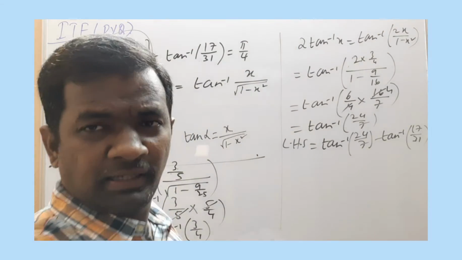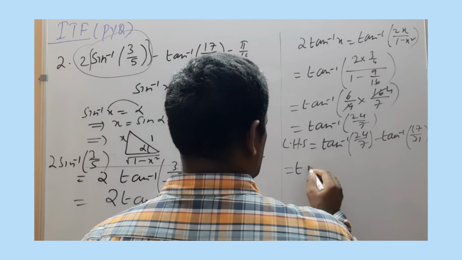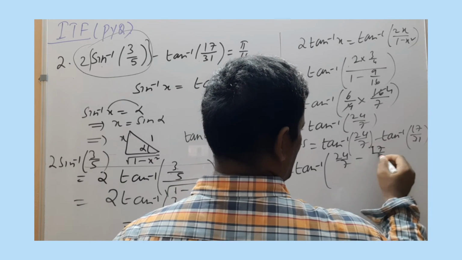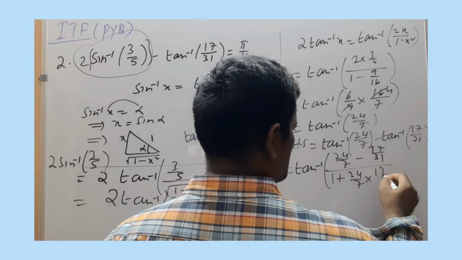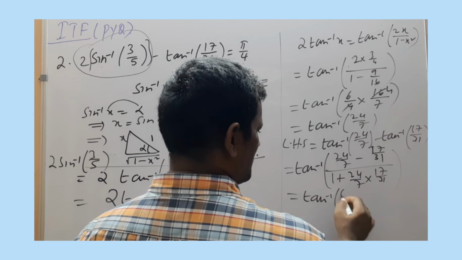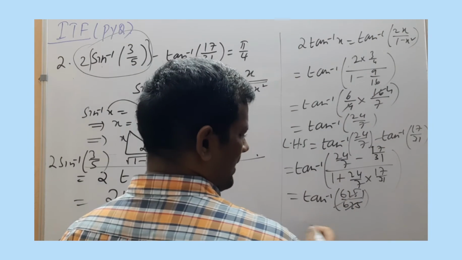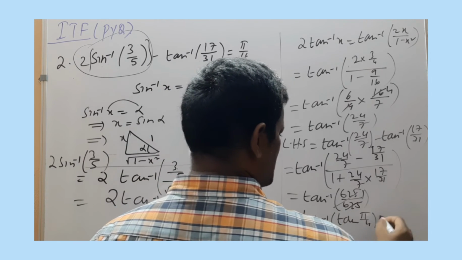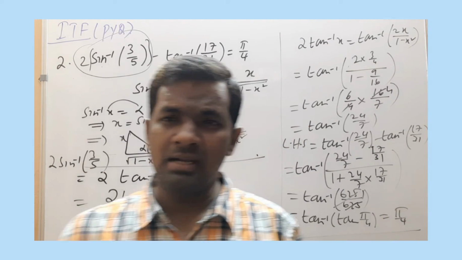Apply the formula of tan inverse x minus tan inverse y. Isn't it? So what happens here? Tan inverse of x minus y by 1 plus xy: 24 by 7 minus 17 by 31 by 1 plus 24 by 7 into 17 by 31. If you simplify this, you are going to get tan inverse 625 by 625. You can check. So which is nothing but 1. So tan inverse 1 means tan inverse of tan pi by 4, which is obviously pi by 4. This is nothing but the RHS part.